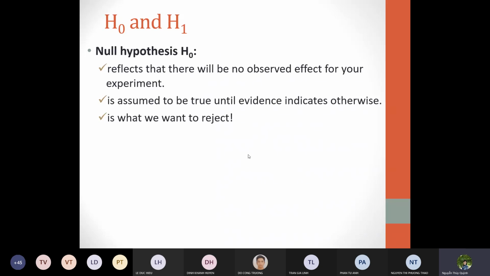Okay, and it is assumed to be true until the evidence indicates otherwise, which means that when we develop an H0, the null hypothesis, it is assumed to be true at first. However, H0 is what we want to reject because it does not reflect what you see in the sample.